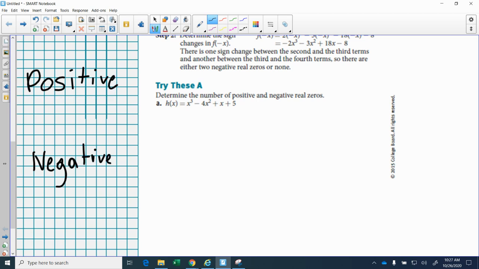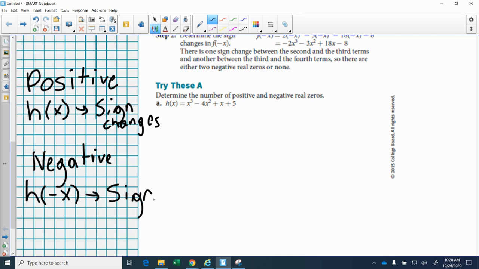For positive real zeros, I'm just going to look at my original equation of h of x and determine how many sign changes there were. For negative, I'm going to do the same thing, but I'm going to plug in a negative x for all my values, kind of like how we did for odd and even functions. And I'm going to determine the number of sign changes.